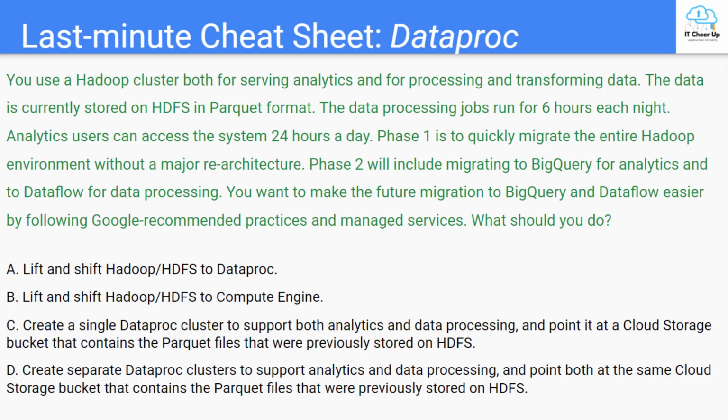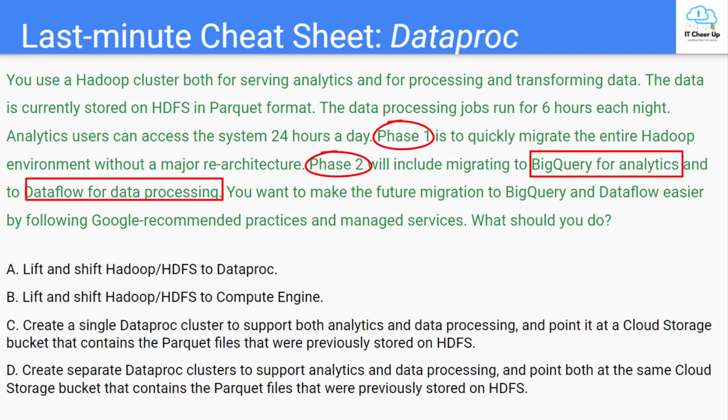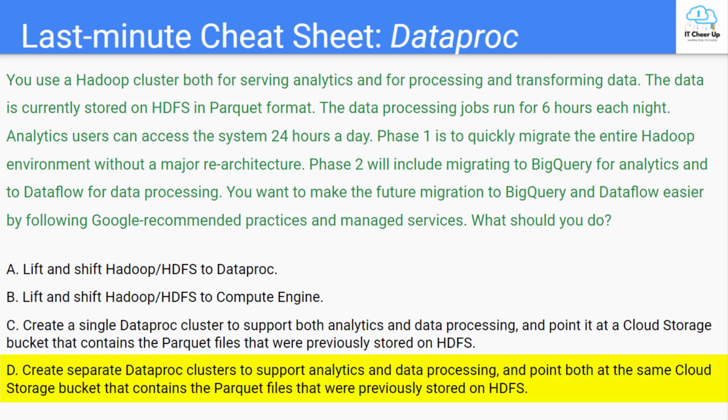Please read the question, pause the video, and try to answer it yourself. Ready? I highlight the keyword of this question. Two phases delivery. Separate analytics and data processing with the BigQuery and Dataflow in the phase 2. So the correct answer is D.